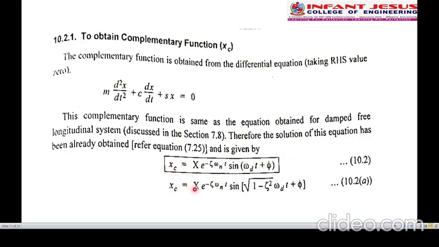So xc equal to x e power minus zeta omega n t sin, and we can write this as root of 1 minus zeta square omega n t plus phi. It can also be written like this. So this value is the complementary function. Keep this equation. Next we have to find the particular integral.